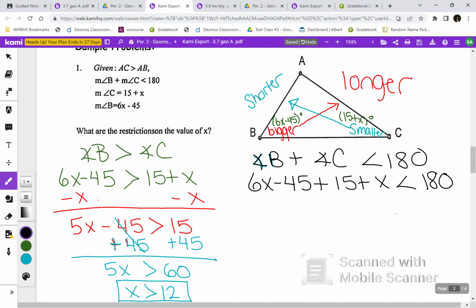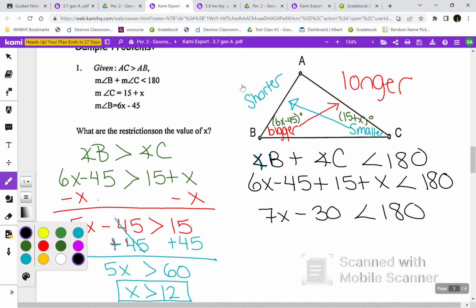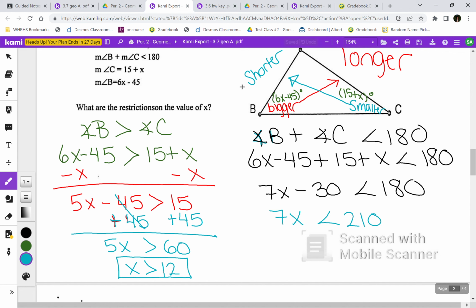I'm going to combine my like terms. So we're going to get 7x minus 30 is less than 180. Let's add that 30 over. So we are 7x is less than 210. So x has to be less than 30. We found a number it's greater than. We found a number it is smaller than.